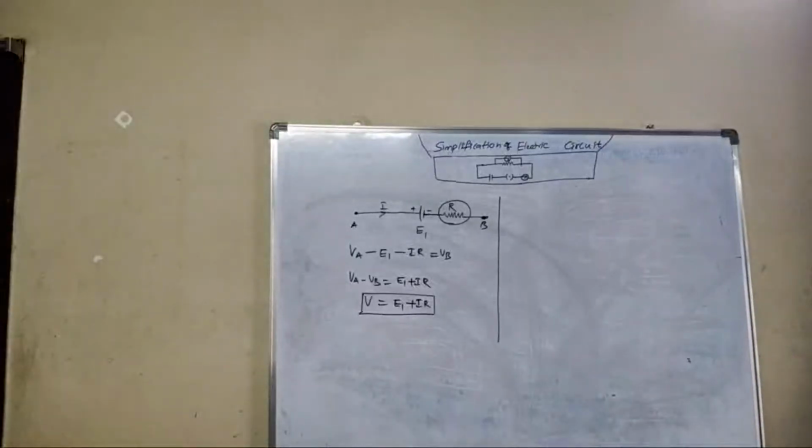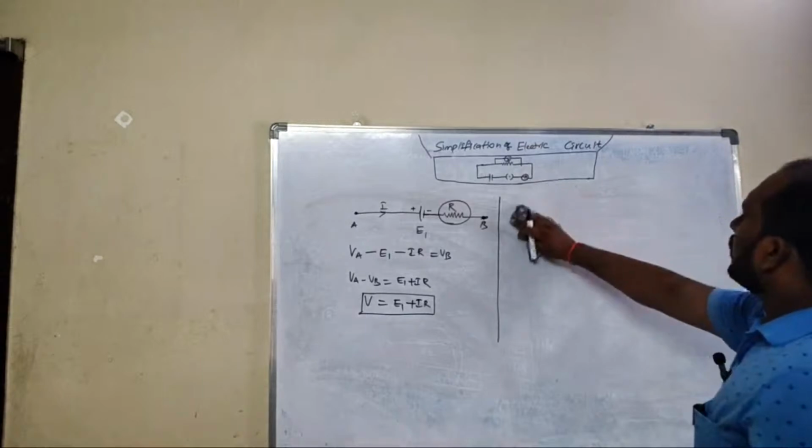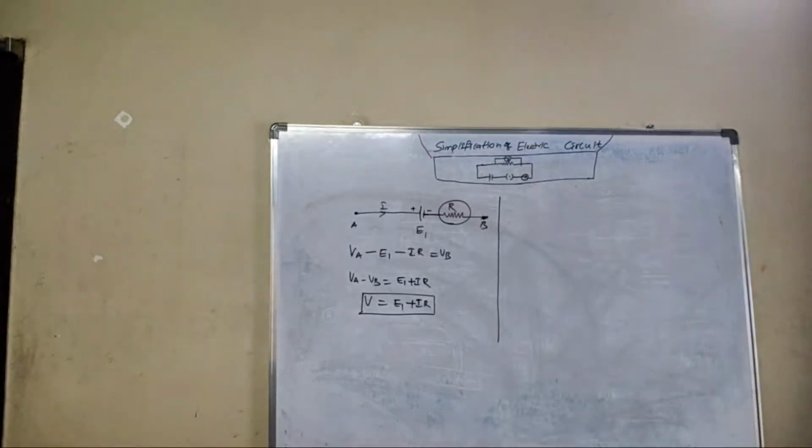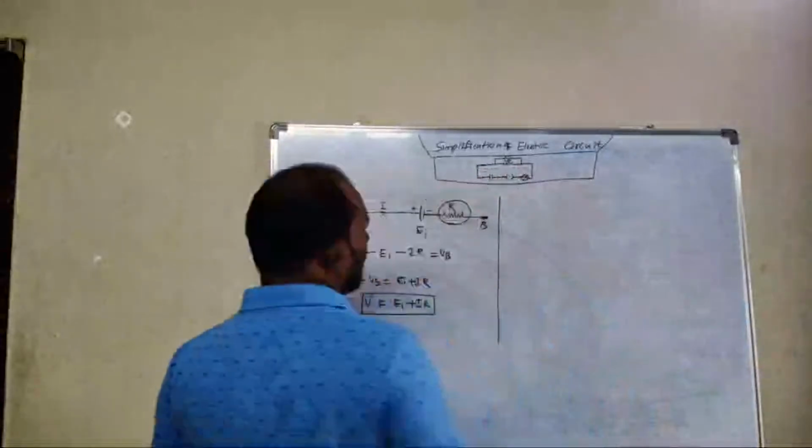So let's see, guys, one of the examples I quoted. What is the example? V is equal to V1 plus IR. This is the Kirchhoff laws.